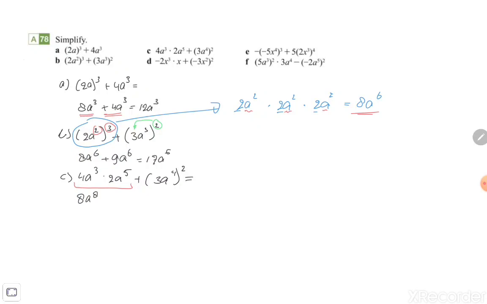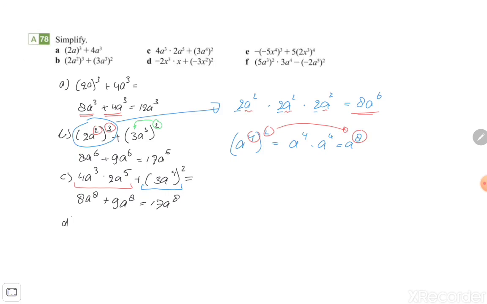Alright, the next part, you need to do 3 to the power of 2, and that's 9, and then (a to the power of 4) to the power of 2 is a to the power of 8. So again, if you have (a to the power of 4) to the power of 2, it means a to the power of 4 times itself. There you go, so the answer is a to the power of 8. So you can multiply those exponents to get your 8. Alright, if we go on with exercise C, you can simplify it to 17a to the power of 8.